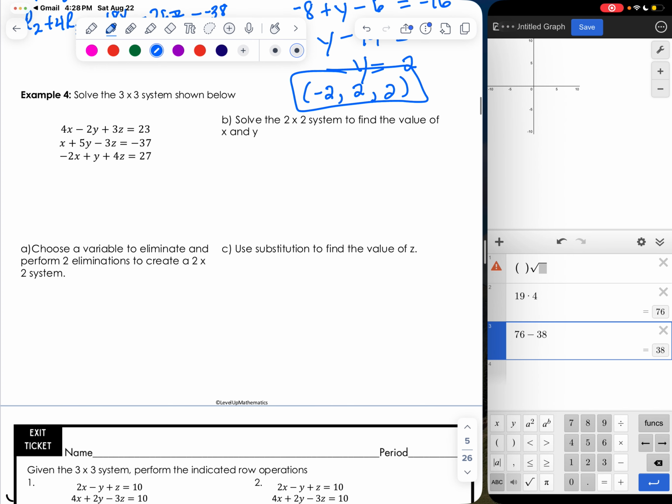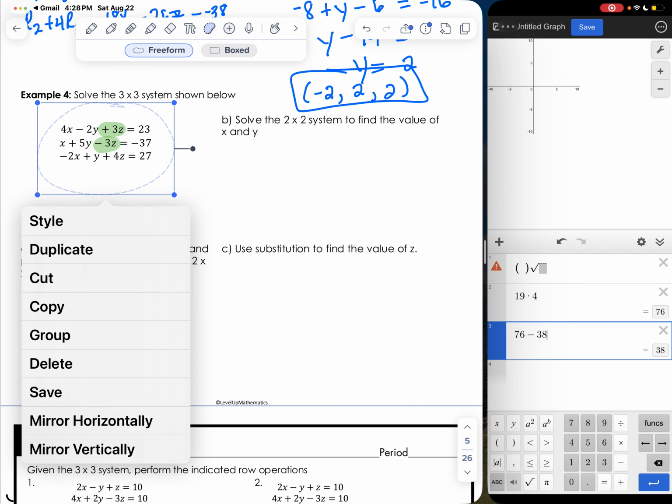For our final problem, we have a system. It's already in standard form. So I want to look at it and see which variables to eliminate. And right off the bat, my eye is drawn to this positive 3z and this negative 3z. So I'm thinking I'm going to eliminate the z's.